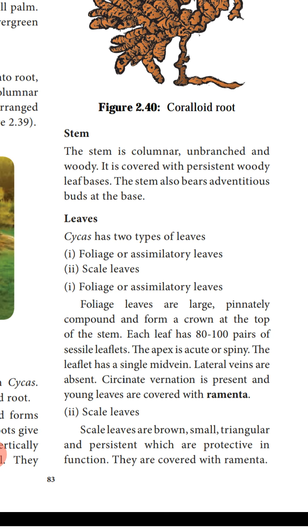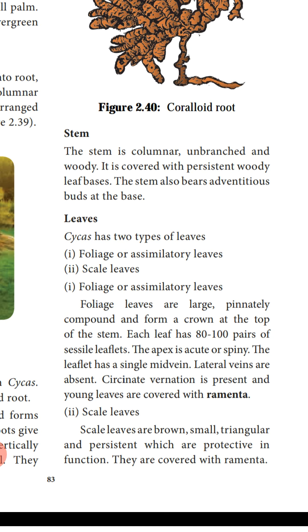Each leaf has 80 to 100 pairs of sessile leaflets. As we have studied, it is a compound leaf, that is, on a rachis numerous leaflets or pinnae are present. The number of pinnae varies from 80 to 100 pairs. On each side of the rachis a pair of leaflets is present, so the number of pinnae on each leaf is about 80 to 100.